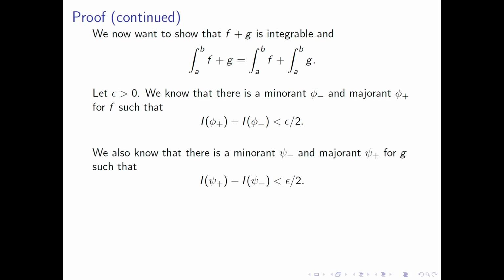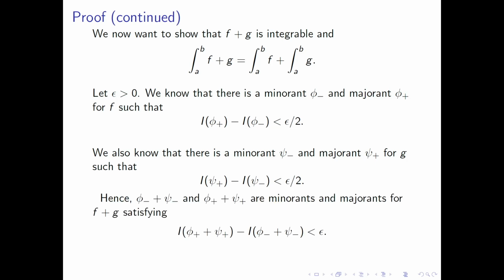Similarly, I can do the same thing for g. I can find a minorant psi minus and a majorant psi plus, whose integrals differ by less than epsilon over 2. And then it's clear that if I add those two minorants together, I get a minorant for f plus g. And if I add those two majorants together, I get a majorant for f plus g. And their integrals differ by now less than epsilon. And so therefore I've proved that f plus g is integrable.